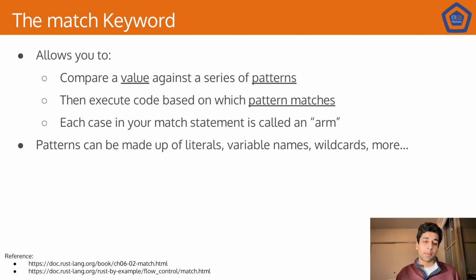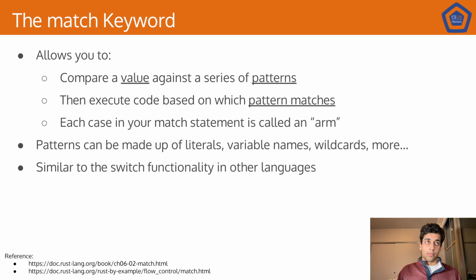And then patterns can be made up of pretty much anything. Literals, so numbers, decimals, &str strings. It can be made up of a variable name, of wildcards. We'll show what this means in the examples down the road, and in tomorrow's lecture on enums. You might be familiar with a similar construct, the switch statement. I'm sure you've seen that in Java, perhaps Python. Match is a switch statement on steroids.